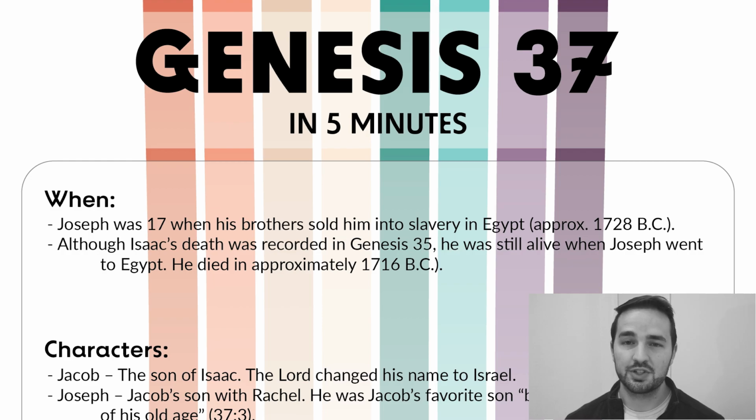So let's talk about Genesis 37. When did these events take place? Well, we're going to read about Joseph, who was one of Jacob's sons, being sold into slavery by his brothers. That happened in approximately 1728 BC. One thing that's really interesting to keep in mind is that although we read about the death of Isaac, Abraham's son, back in chapter 35, that wasn't necessarily in chronological order because he's still alive when Joseph's brothers sell him into slavery. Isaac probably didn't die until 15 to 20 years after Joseph was sold.